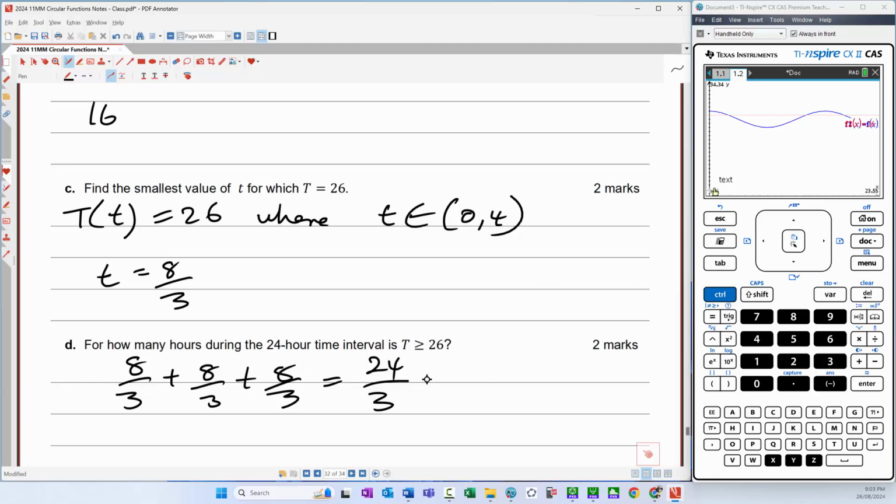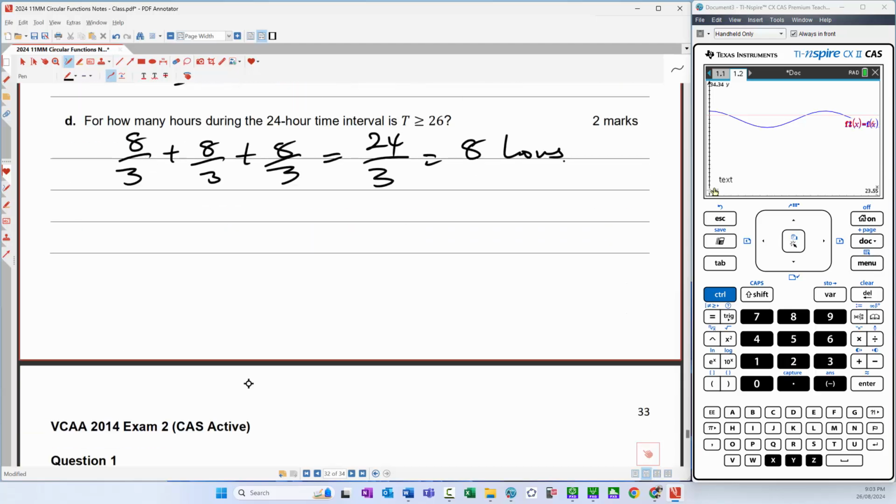Okay, 24 on 3, or another way of thinking about it is 8, 16, 24 on 3. That's just 8 hours. So it's going to be 8 hours. The other thing you could do, just 3 lots of 8 on 3, is certainly 24 on 3.